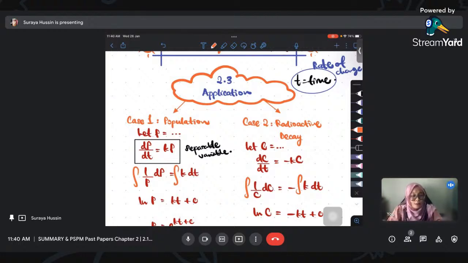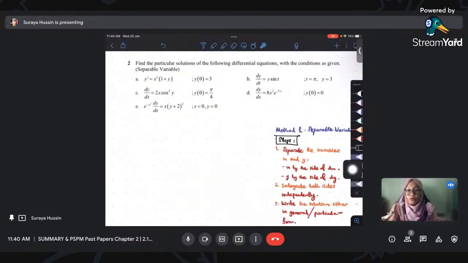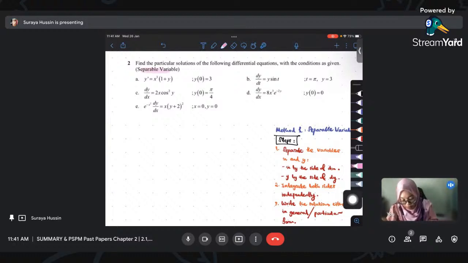Okay, I think we should go to the exercises untuk 2.1 dan 2.2 kot. Baru saya boleh masuk 2.3. I'm so sorry guys, I didn't realize that you are not really good in 2.3 yet. Okay, belum lagi. So we have to go to the separable variable punya example dululah sebelum saya pergi kepada 2.3 application. Okay, it's hard to explain kalau kamu tak faham lagi yang ini. So better we go to the exercises untuk separable variable.